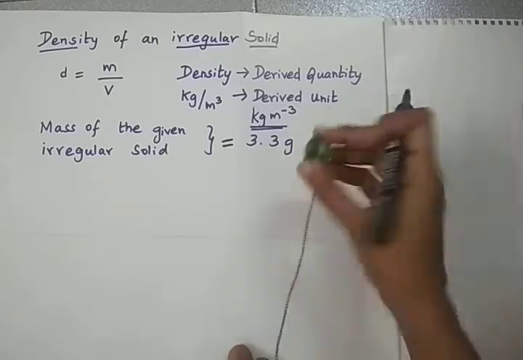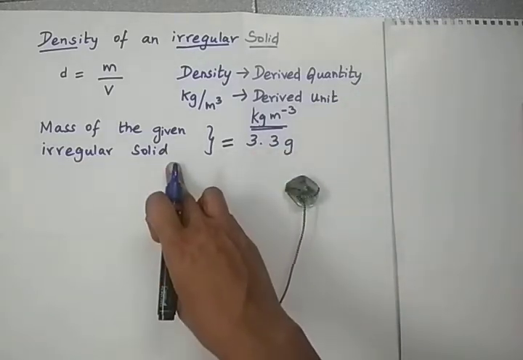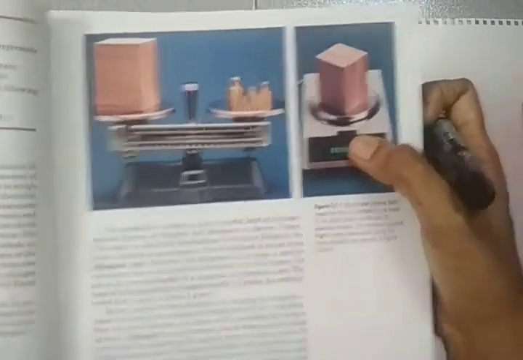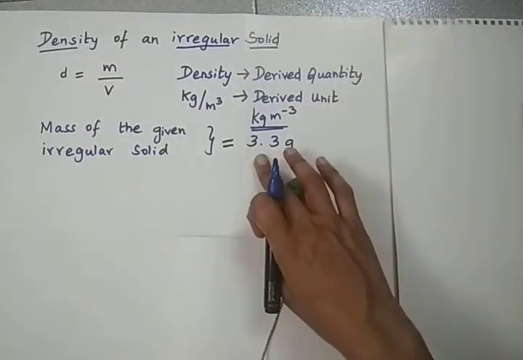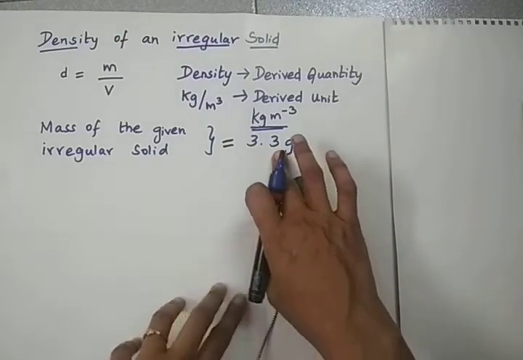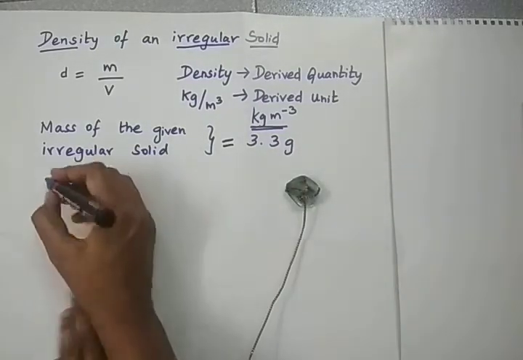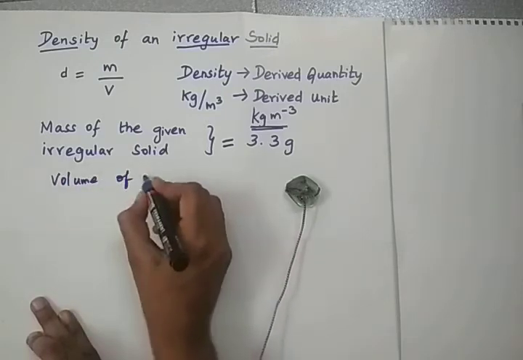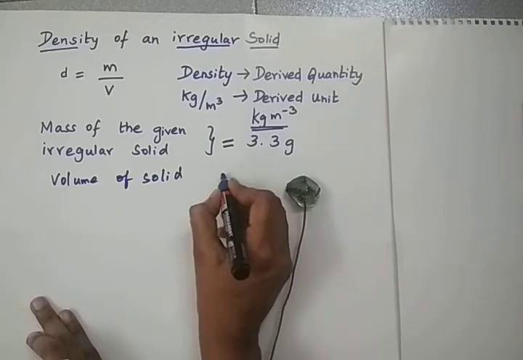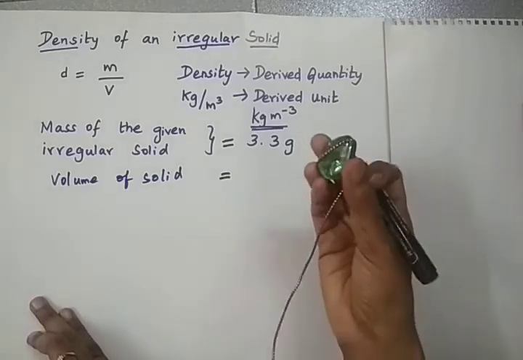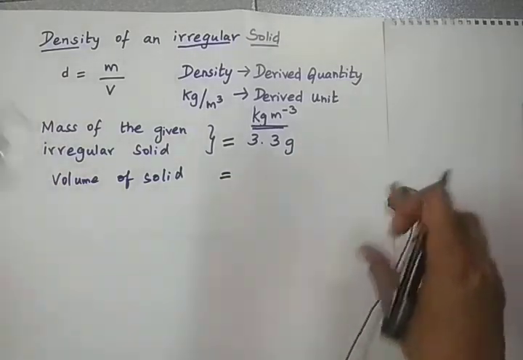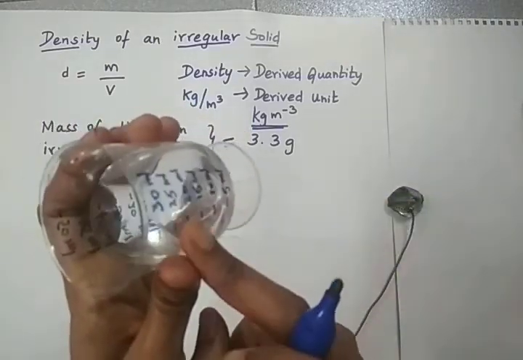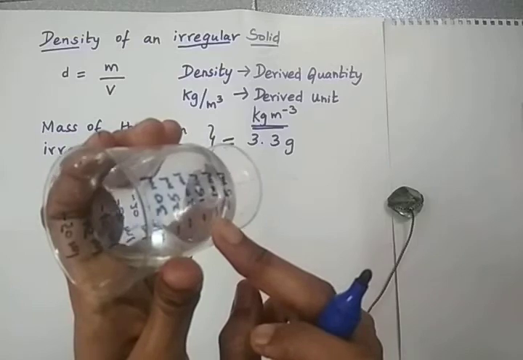This is the pebble, a green pebble. So I have already found the mass of this irregular solid using an electronic balance, and I have written it here as 3.3 gram. Now we will learn how to find the volume of it. The volume of the irregular solid cannot be found using a formula. So we will use a method. What is it? Can you guess? Yes, it is the measuring jar, by using the water displacement method.